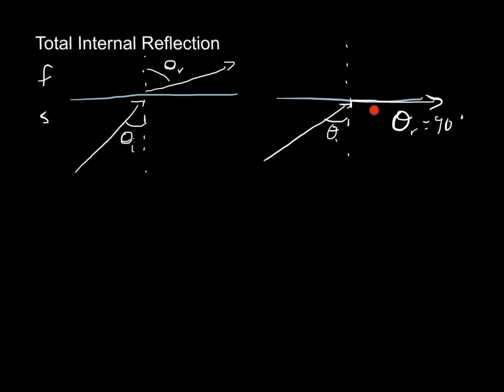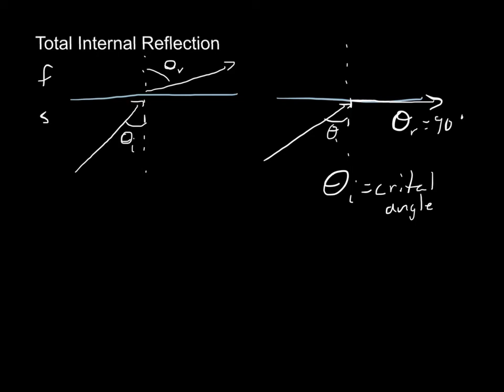When that happens, this light doesn't exit that material. It stays within that material. So when this happens, we call theta i the critical angle. So it's sort of what angle is needed to make our refracted angle 90 degrees. In other words, what prevents the light from actually leaving that material.